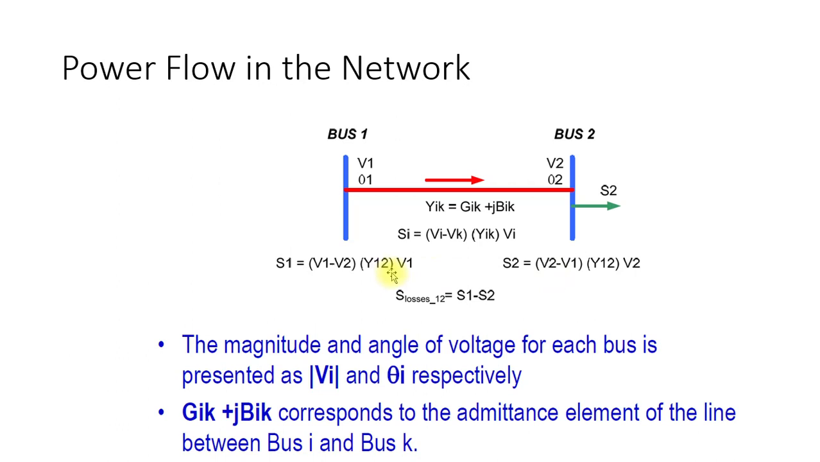Now we can generalize this equation: Si equals Vi minus Vk, bus i minus bus k, times Yik, the admittance between the two, times Vi. In this form, we create a matrix. This is a simple two-bus network. If we take three buses, four buses, or multi-thousand buses, we create an admittance matrix considering all the lines between them, and then we solve this to perform the overall power flow analysis in a network.